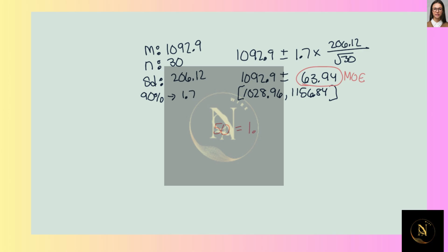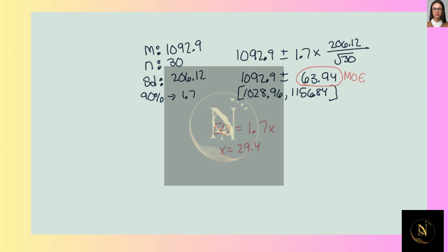So that would be 1.7x. So 50 divided by 1.7. That is 29. X equals 29.4.